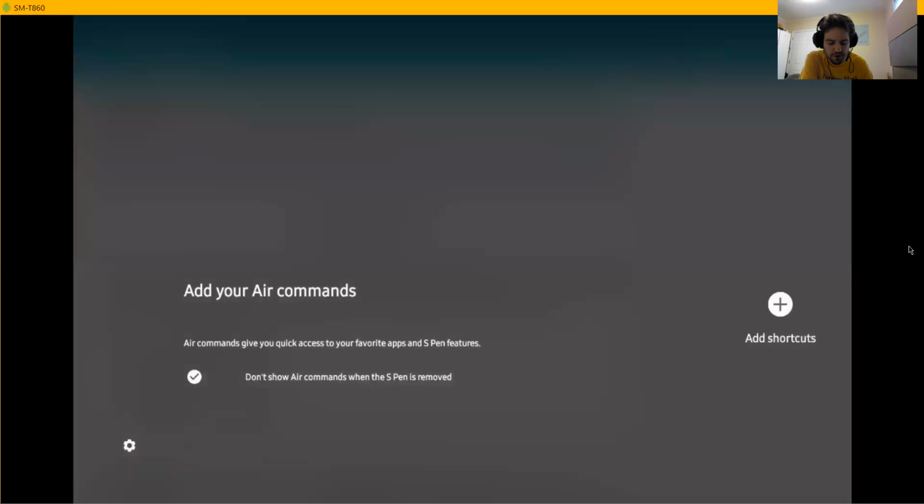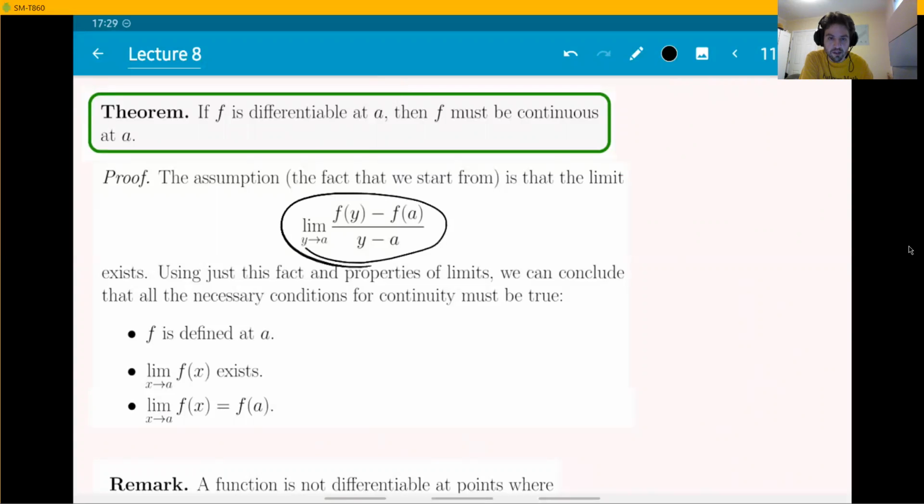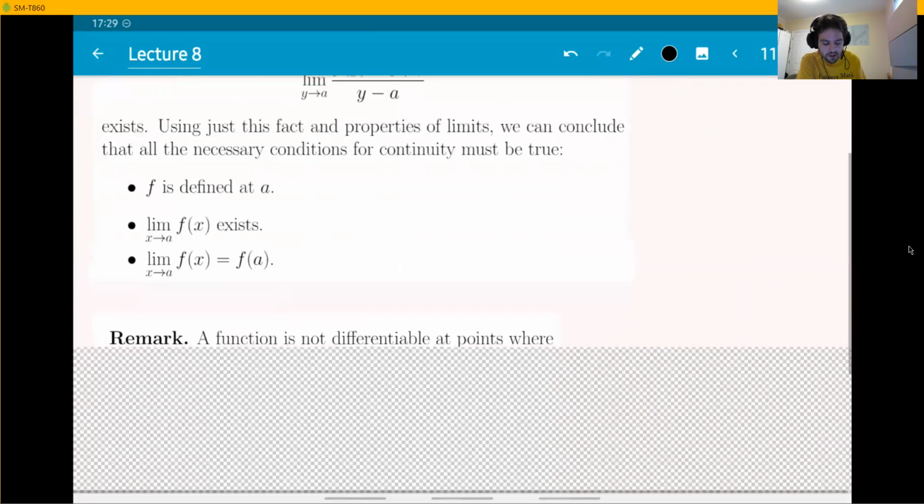But basically, you assume that it is differentiable. So you assume that the limit defining the derivative exists. And you must conclude just from that fact that continuity is true. The three conditions defining continuity must be true. So it's a thing that is possible to do. But for us, why is this important? Well, think about it this way. If you have a function that is not continuous at a point, then it cannot be differentiable at that point. Because if it were, it would be continuous. So what is important for us is really this remark down here.